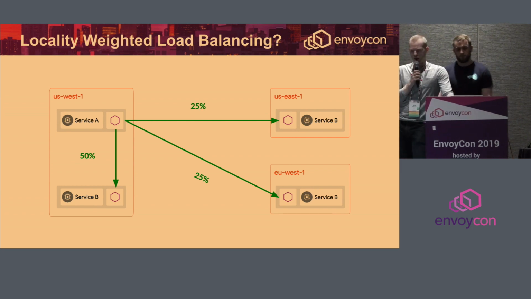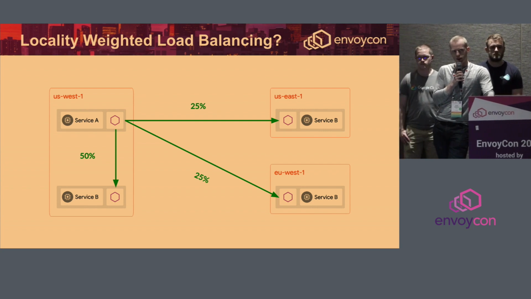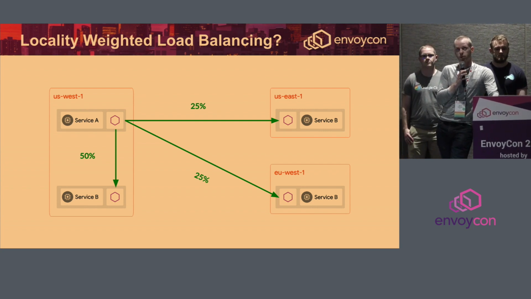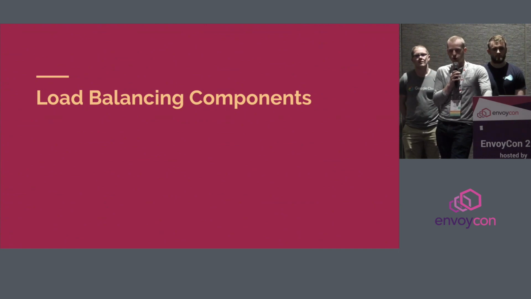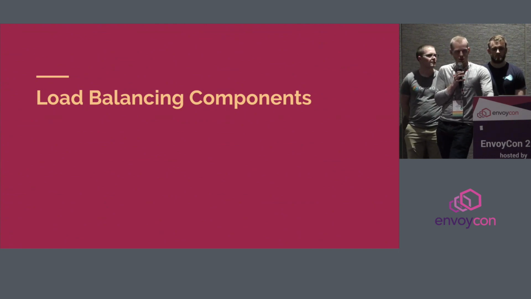Right. So to get this kind of locality load balance, this kind of region behavior that we want, I wanted to explain it in terms of the load balancing components that Envoy provides. Liam talked about localities and locality load balancing, which is not quite sufficient. So I'll talk about that and how it works with priority load balancing, which is really the feature that you want to use for this kind of topology.